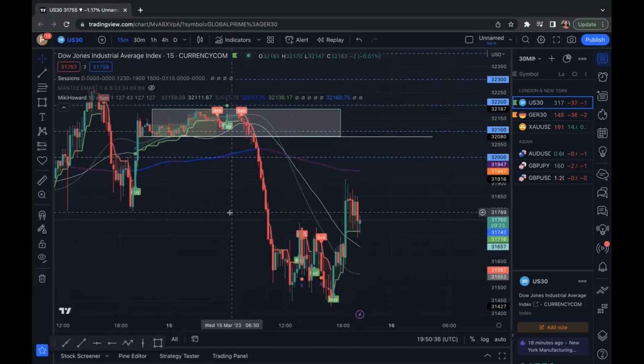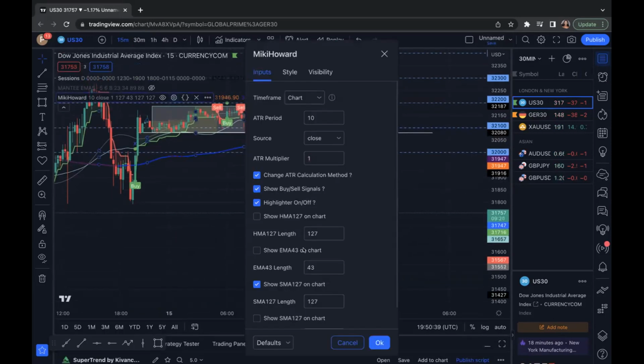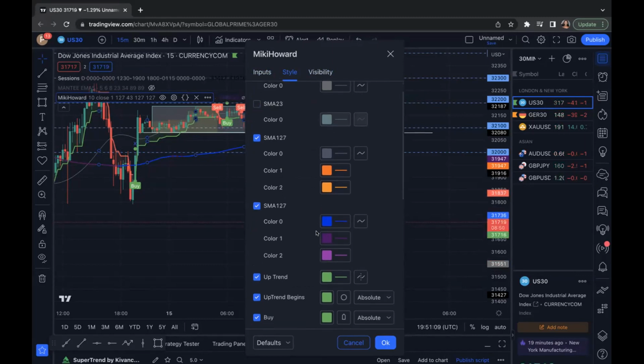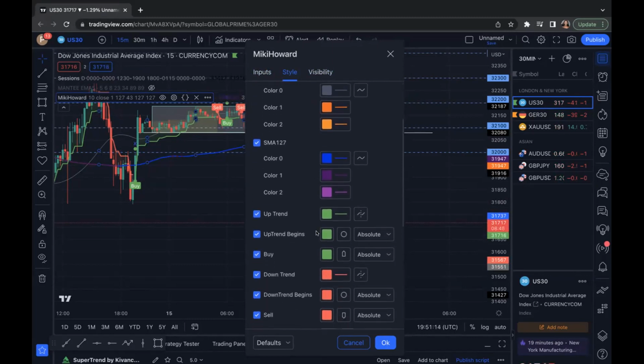Now go into the settings. Now go into the style, please. So what I've done is, the first one is HMA, this is the 127. The second one is SMA 23. Take that off. I'll just put it there just in case we might need some moving average or EMA or something. And this one and the 3. Now go down, take off the uptrend begins.